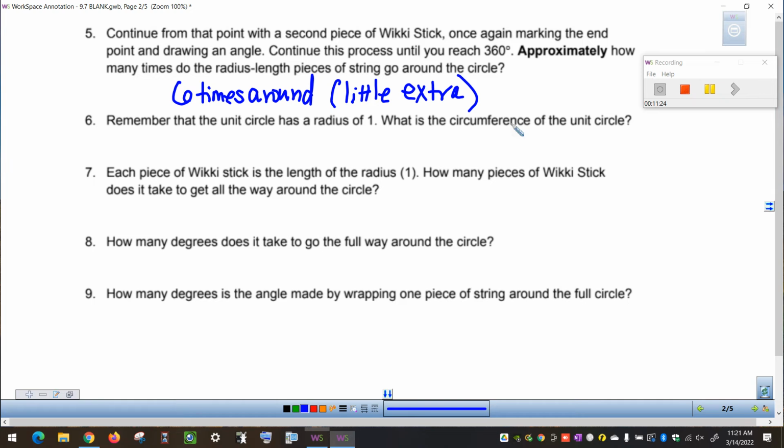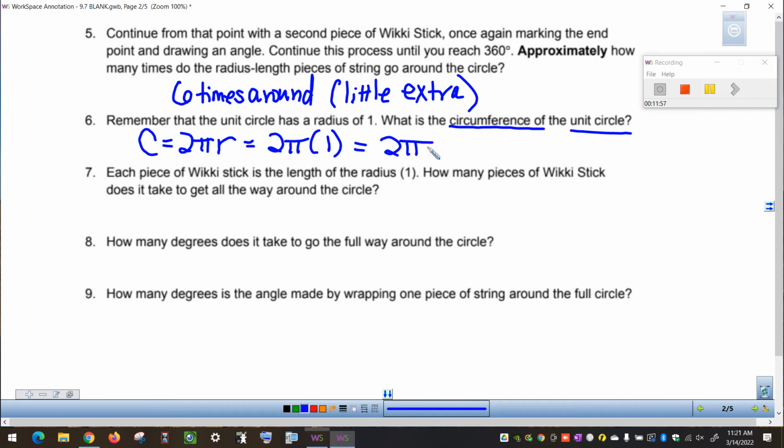In part 6 here, it says, well, remember that the unit circle has a radius of 1. Well, if we connect that to the formula for the circumference of a circle, we know that circumference is equal to 2 times pi times the radius. Well, since our radius is 1, we can see here that our circumference is 2 pi.